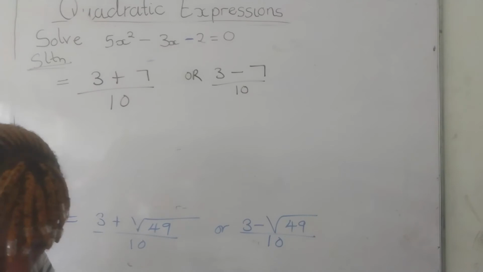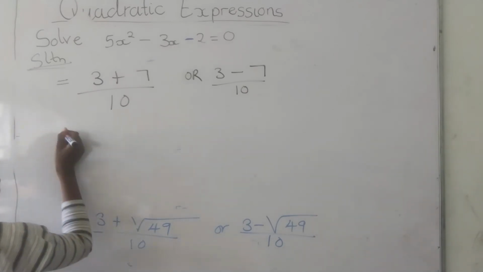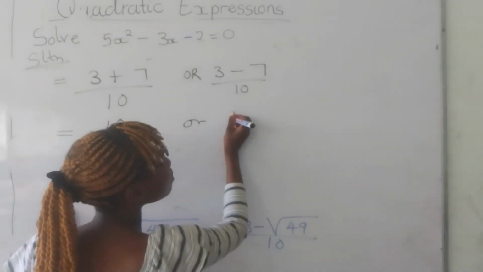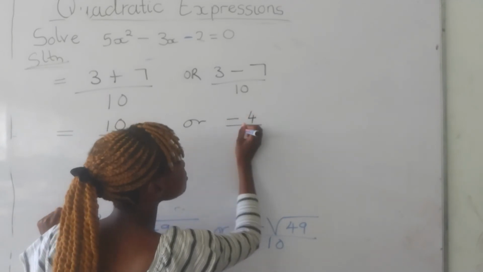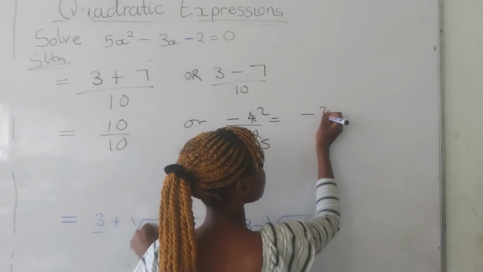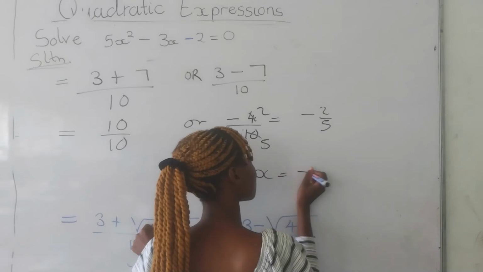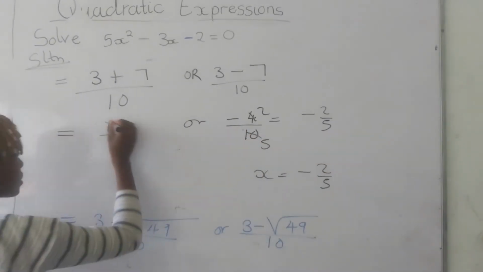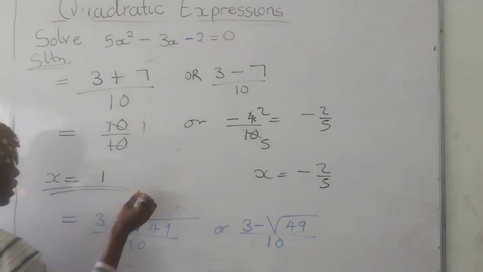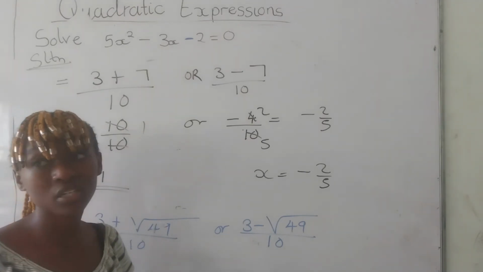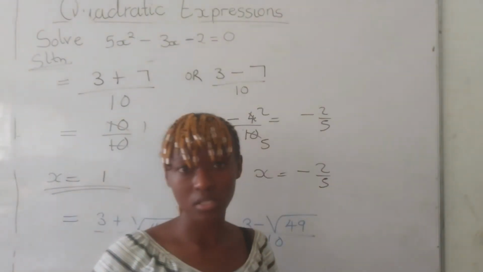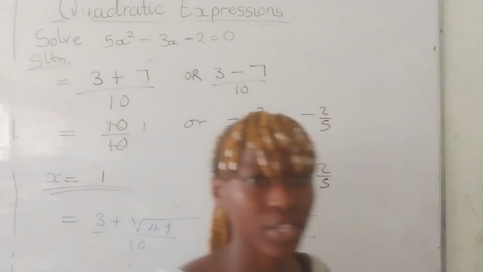So I'm going to say equal to, we simplify by 10, 10 over 10, and minus 4 over 10. We simplify 2 over 5, minus 2 over 5. So here our x is 1, and for this part our x is minus 2 over 5. It's not every request that you obtain one of the factors being 1. No, it's just a coincidence. Okay, thank you.